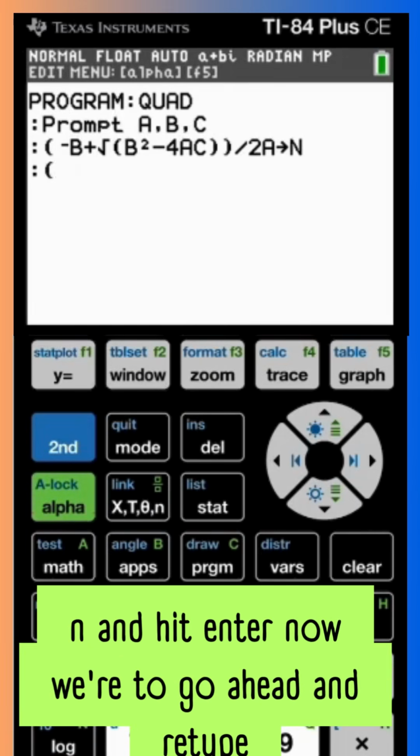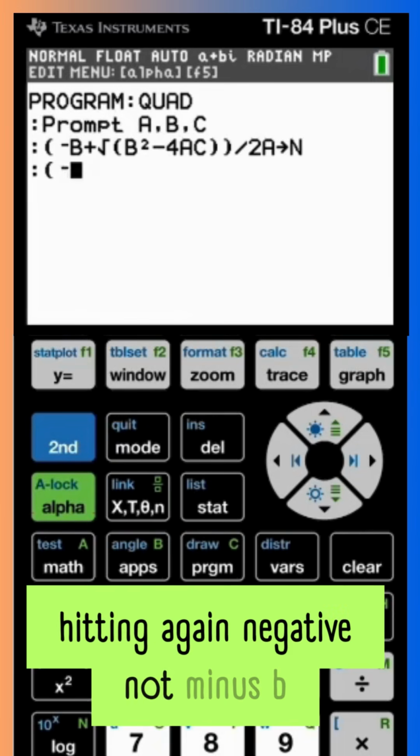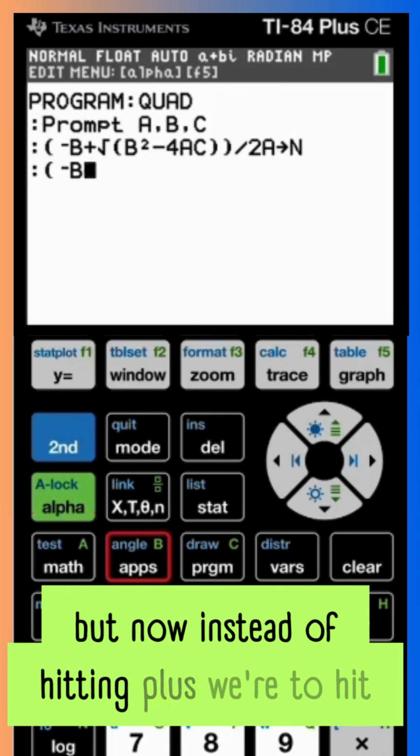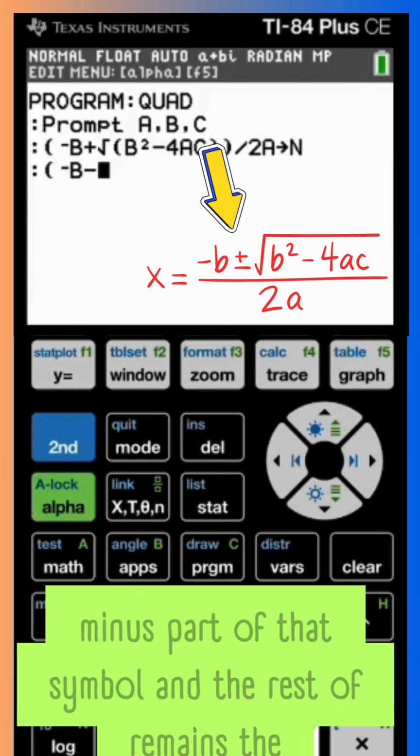Now we're going to go ahead and retype this entire formula, not forgetting that parentheses, hitting again negative, not minus, b, but now instead of hitting plus, we're going to hit minus. Okay, that way we've hit both that plus and minus part of that symbol, and the rest of it remains the same.